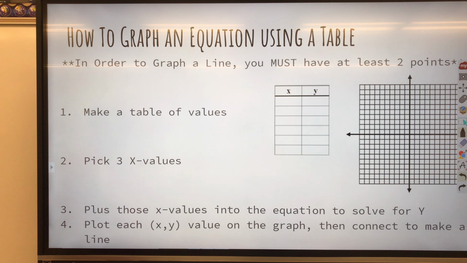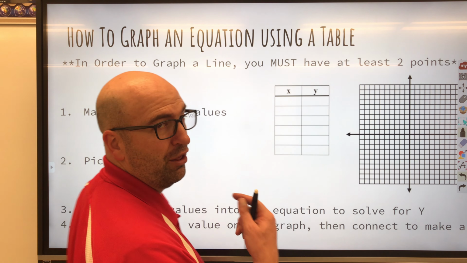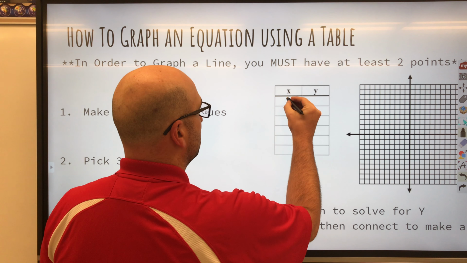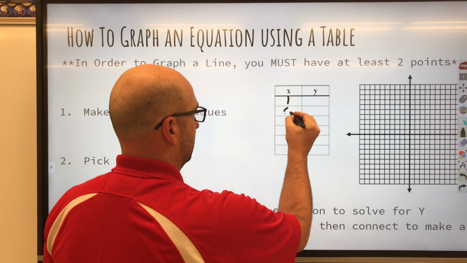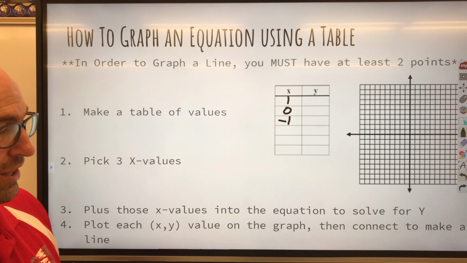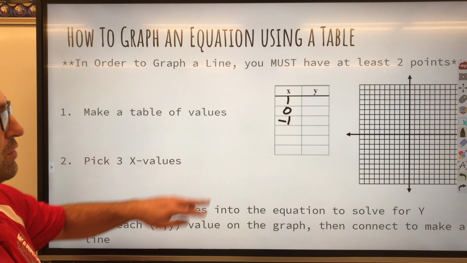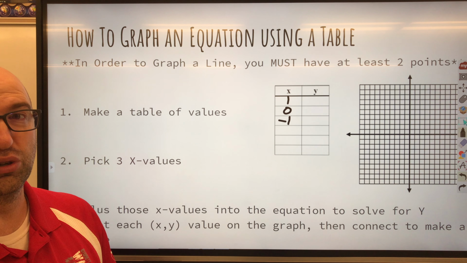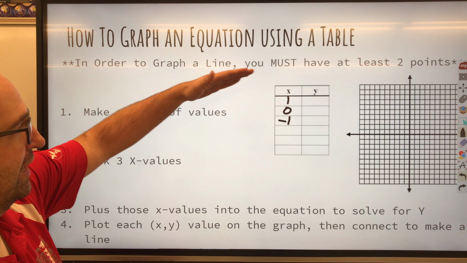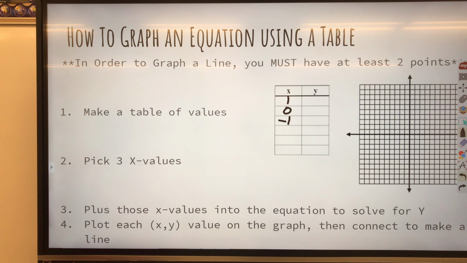I'm going to pick 3 X values. I'm going to show you right now the 3 most common X values that I use. I always use 1, 0, and -1. Now you can change those. You don't have to use those. But those 3 X values will usually be the simplest in solving and graphing these linear equations.